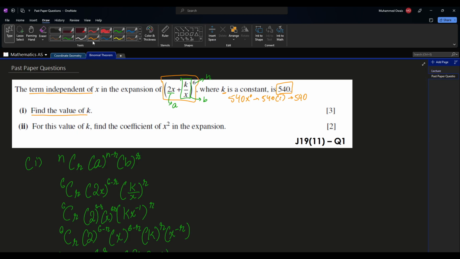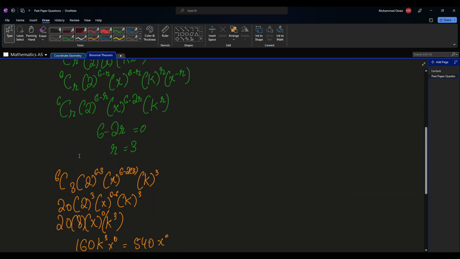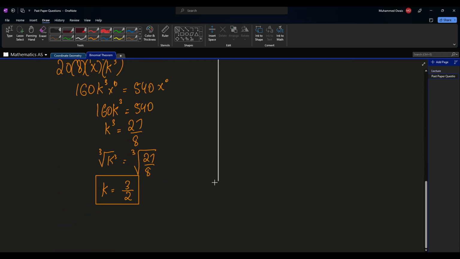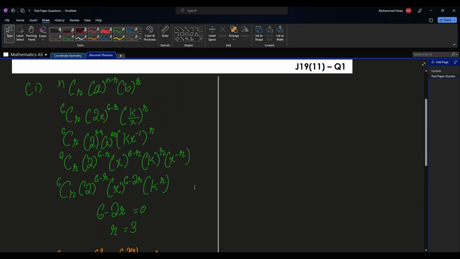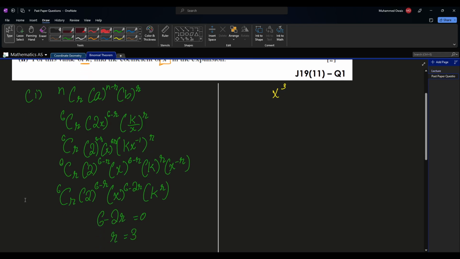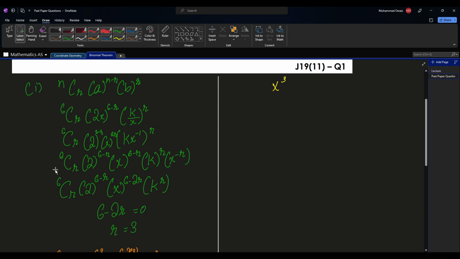Now then, for part 2 of this question, it is telling us for this value of k, find the coefficient of x squared. Now it wants us to find the coefficient of x squared when k is 3 over 2. So once again, we do not need to go through this whole process again this time. I'll just do it side by side so it becomes easier for you as well. Now then, this time it wants the power of x to be 3. Now we know that using this, let me just copy this whole thing over to that side.